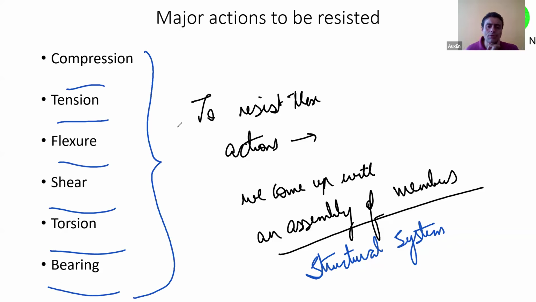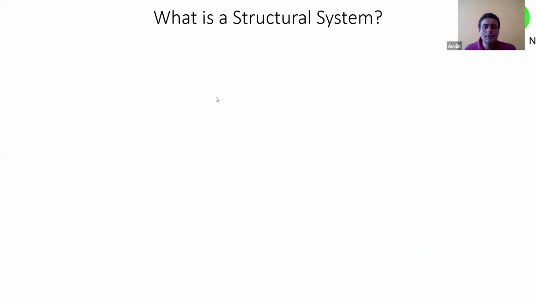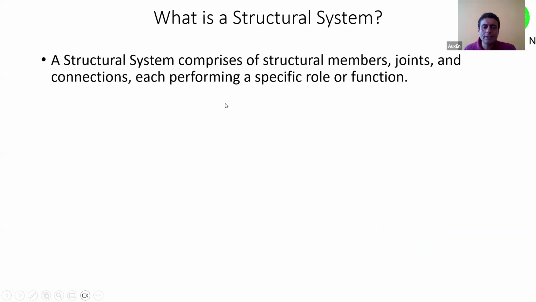Why are we talking about this? Because we just wanted to start our course with a basic discussion on structural systems. That's why. So I have written down what a structural system is, and this line I have taken from ACI 318, chapter 4. In ACI 318, chapter 4, they have written this in one of the clauses.